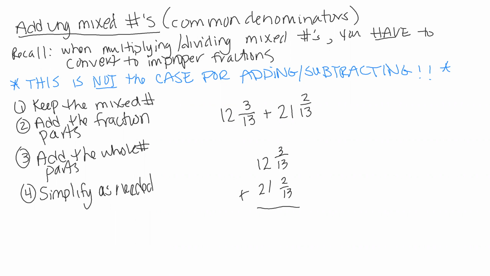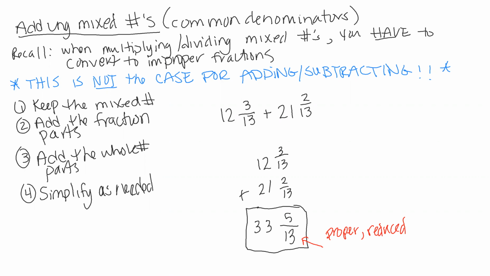Okay. I go ahead and I make sure my fraction parts have the same denominator. I have a common denominator of 13. So I go ahead and I add my numerators. 2 plus 3 is 5 over 13. And then I add the whole number parts. 2 plus 1 is 3. 1 plus 2 is 3. And that's it. I would double check and make sure that this fraction right here is proper. So that means that the numerator is less than the denominator, and make sure it is reduced. And that's all you got to do. All right. It really is that simple.